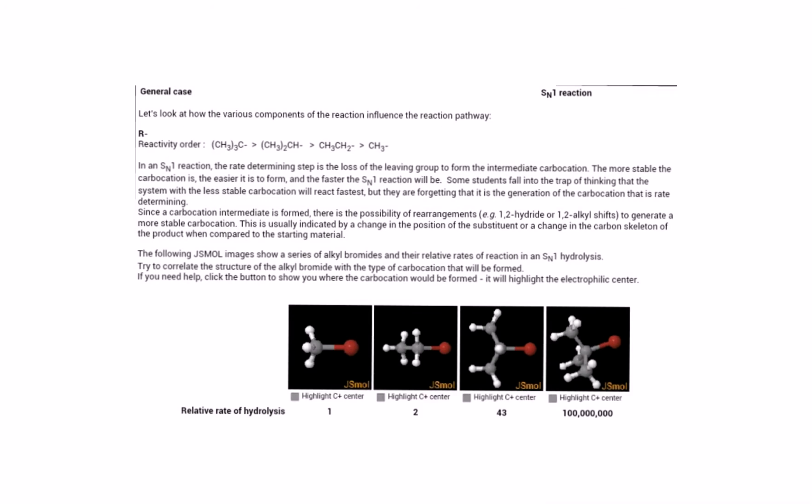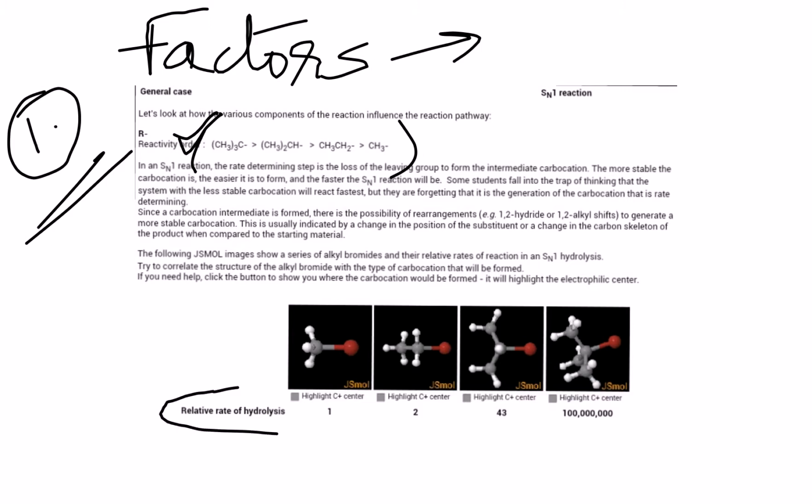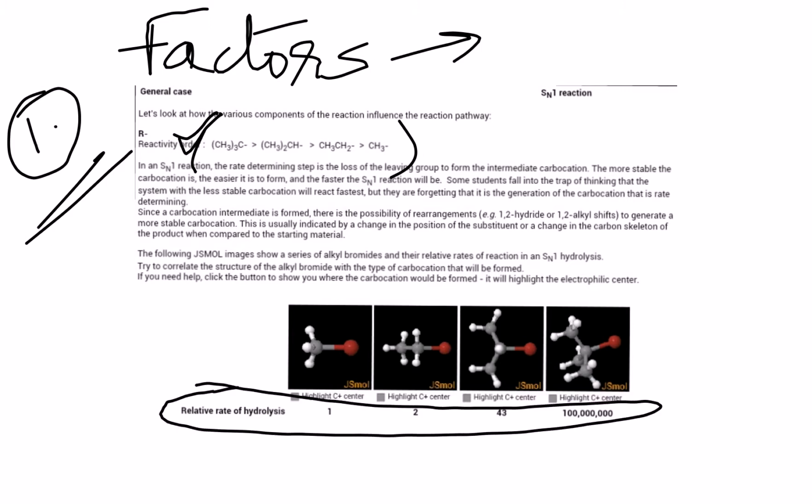Based on the proposed mechanism, we can enlist various factors that affect the SN1 reaction. One of the major factors is the structure of the substrate. In the reactivity order, a tertiary halide reacts fastest in an SN1 reaction as compared to a primary halide, and this has to do with the stability of the carbocation generated as an intermediate. The tertiary halide reacts almost 10 to the power 8 times faster than a primary halide in relative rates of hydrolysis.